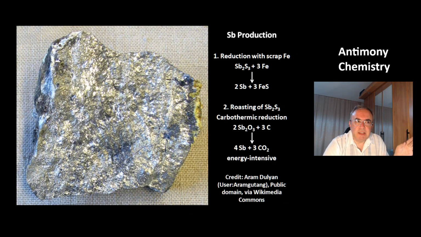This is how you can make antimony. There are two ways. First is a reduction with scrap iron. Antimony sulfide plus scrap iron, you get antimony element plus iron sulfide. The second way is roasting of sulfides of antimony, and then a carbothermic reduction of the oxide with carbon, and you get 4 antimony and 3 CO2 molecules. And both these processes are energy intensive. It's the same problem as, for example, aluminium or the rare earth metals. That's how you can make antimony.